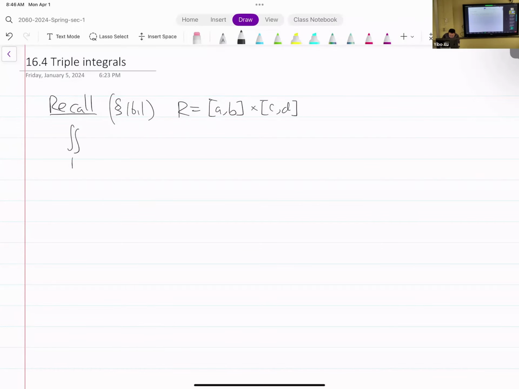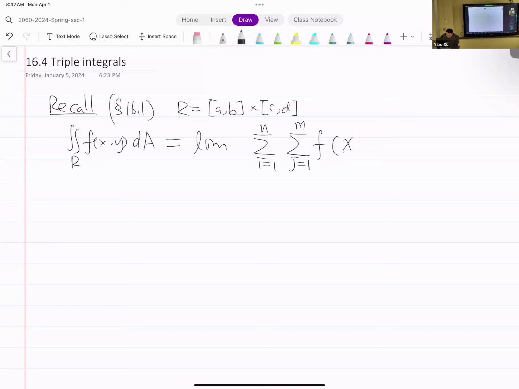So the double integral over this kind of rectangle of f of x, y, dA, we define by a limit of a double summation. So basically, you subdivide the interval from A to B into, let's say, n pieces. You subdivide the interval from C to D into, let's say, m pieces. And then for each subdivision, it's a tiny little rectangle.